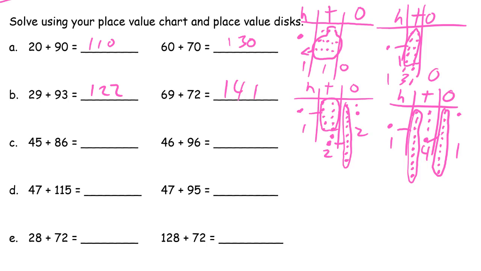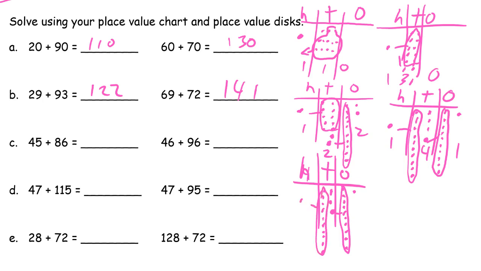And then we have our 45 plus 86. 40, HTO. 45, 1, 2, 3, 4, 1, 2, 3, 4, 5, and 86, 1, 2, 3, 4, 5, 6, 7, 8 tens, then we need 6 more ones, 1, 2, 3, 4, 5, 6. 10 ones makes a 10, 10 tens makes 100. We have 131.